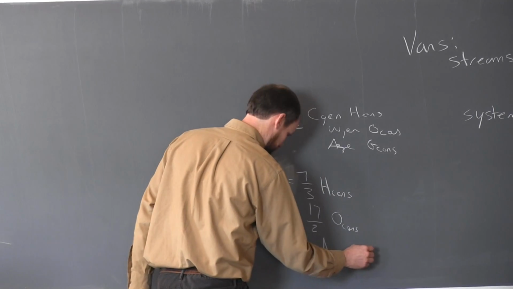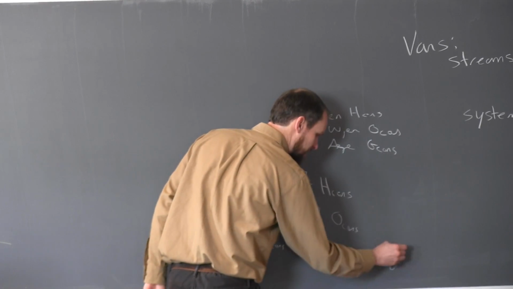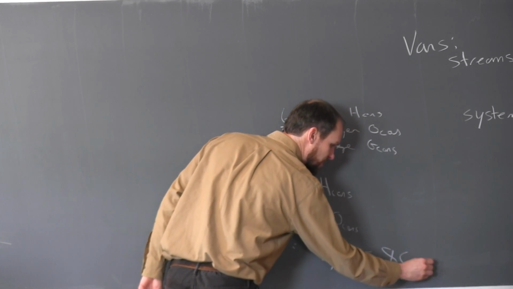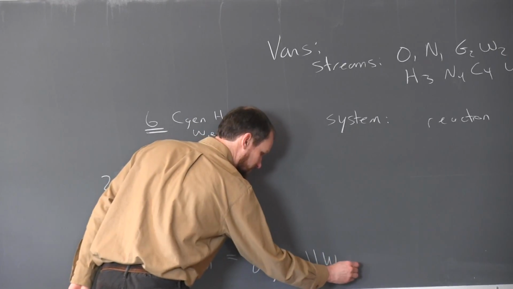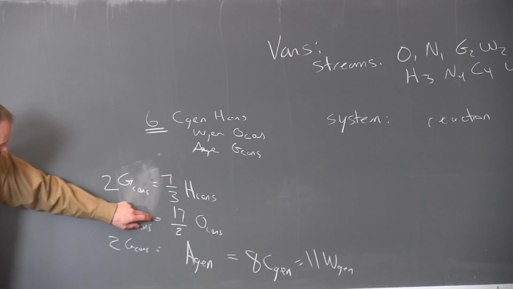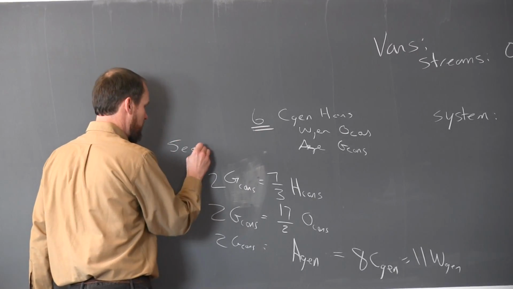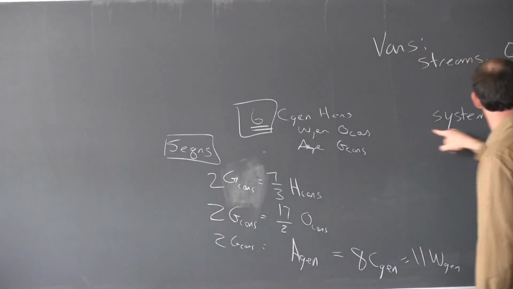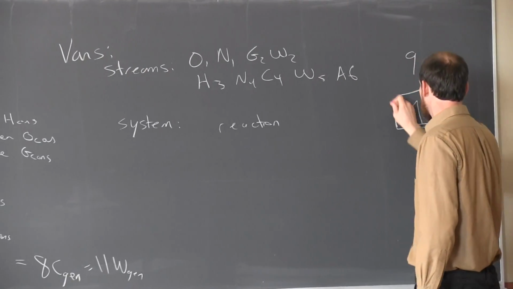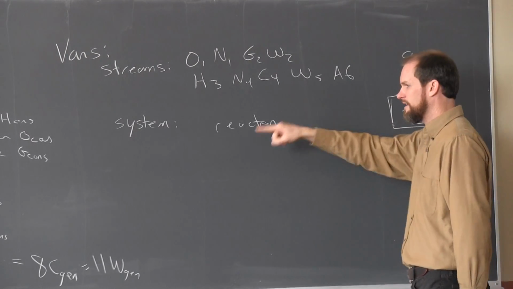Also equals 8 CO2 generated, also equals 11 water generated. If I do that, 1, 2, 3, 4, 5, that looks like 5 equations right there. 5 equations, 6 variables, that gives me 1 degree of freedom, and that's what Murphy told me to do, just count one reaction. Alex and Brendan, are you satisfied?